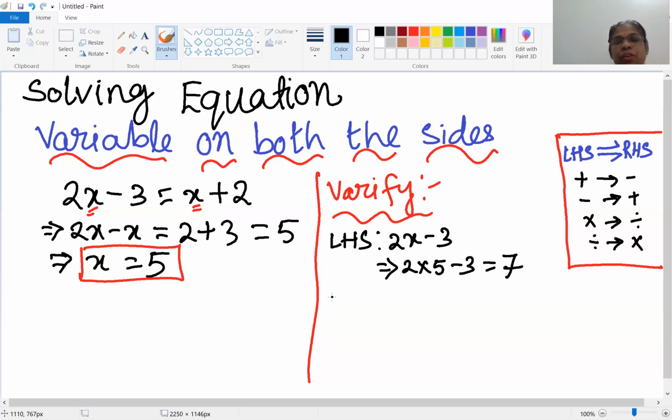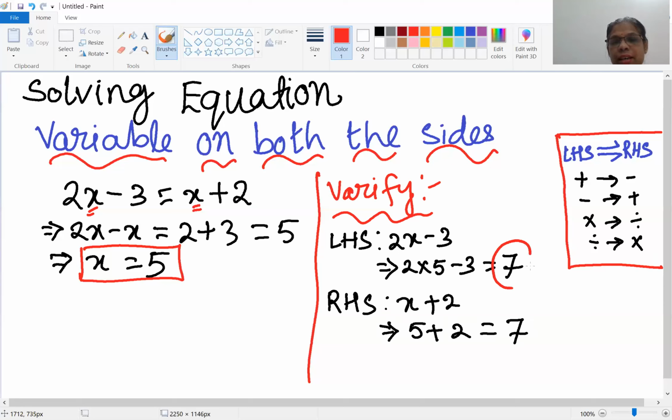Let's cross check now for RHS side also. X plus 2. X is 5 plus 2, which is also 7. My LHS side is 7. My RHS side is also 7. It shows the value is 5 and we got our solution. Let's move on to the next subtopic.